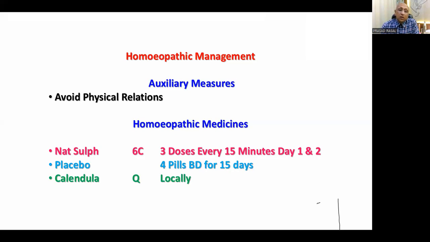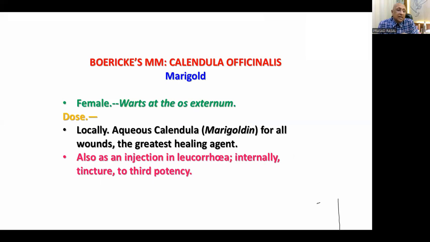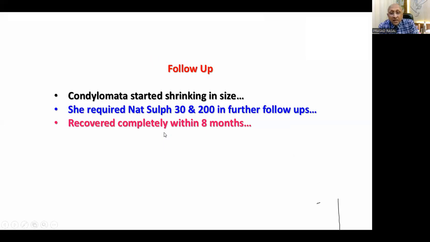Calendula, if you open the Boericke Materia Medica, you'll find that in the first sentence in the female part, it mentions the os externum. This is mentioned by Boericke regarding calendula. So calendula is a very good remedy to be utilized for such things. So I have given local calendula. Condylomata started shrinking in size.